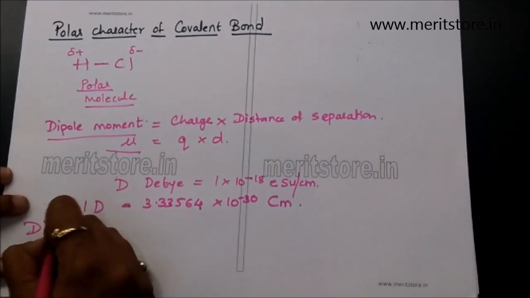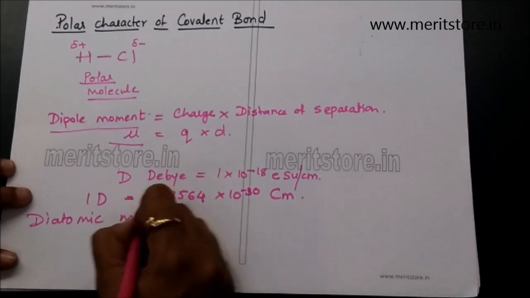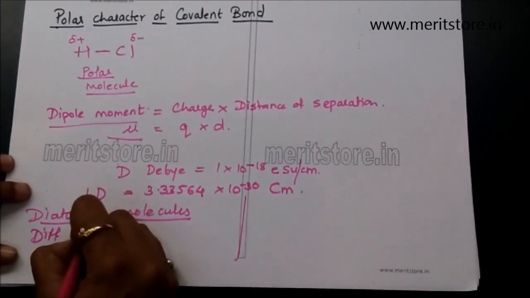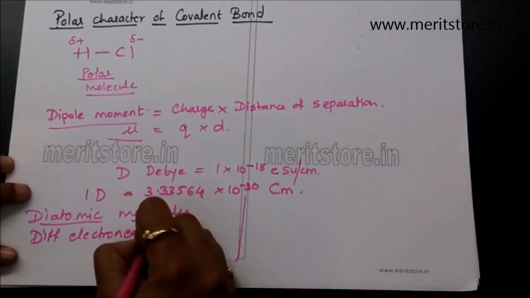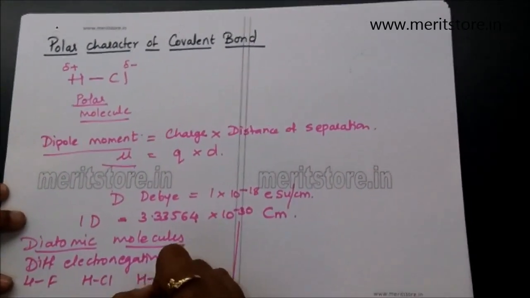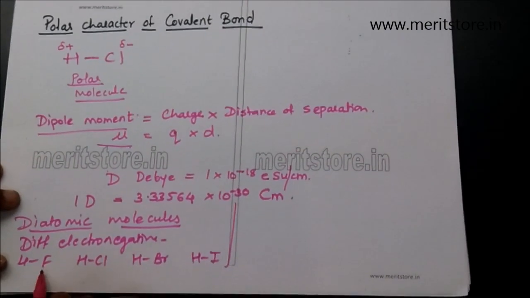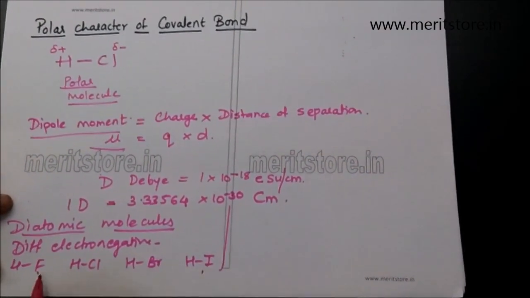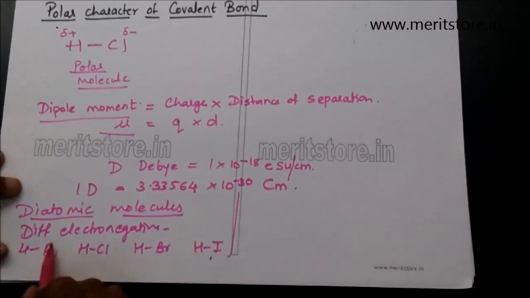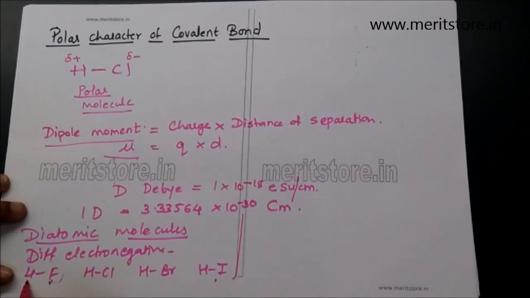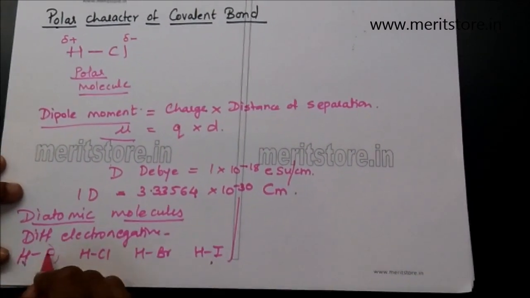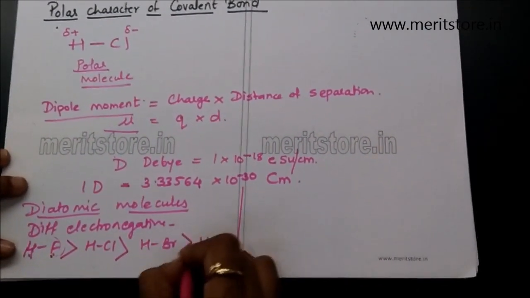When you have molecules like diatomic molecules, the dipole moment will be decided by the difference in electronegativity. For example, if you are comparing the diatomic molecules HF, HCl, HBr and HI, from fluorine to iodine the electronegativity goes on decreasing. So the highest electronegativity is associated with fluorine. Hence, when it is attached to hydrogen, the difference in electronegativity is very vast. Since it has the highest difference of electronegativity, the dipole moment is also highest.